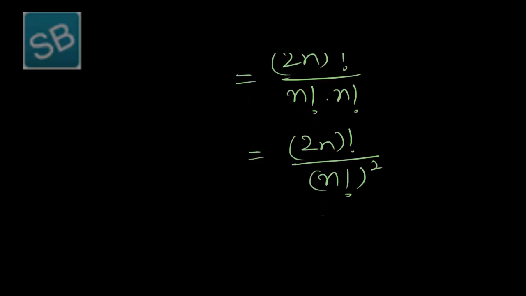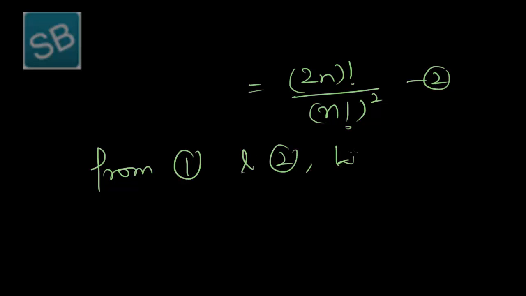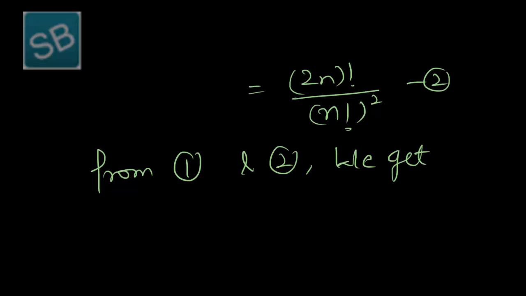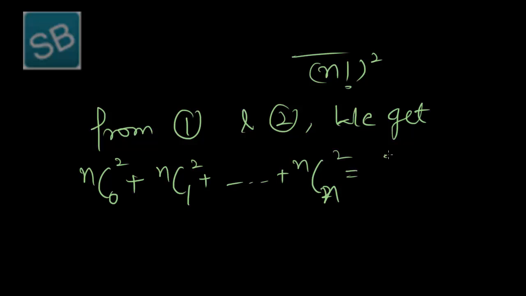So on comparing 1 and 2, that is from 1 and 2, we get (nC0)² + (nC1)² + ... + (nCn)² = (2n)! over (n!)². So this is the question. In such type of question, we have to find the coefficient. On the basis of this coefficient, we can find the answer very easily.